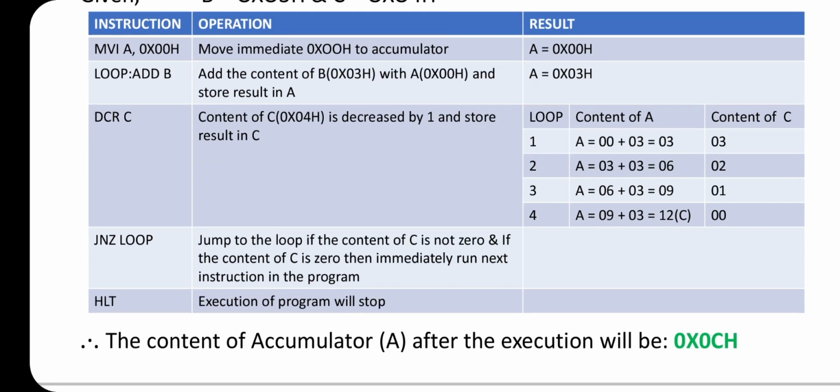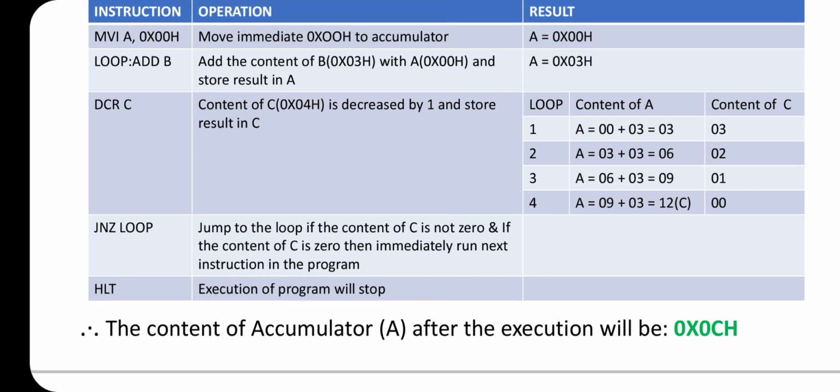It means jump to the loop if the content of C is not 0, and if the content of C is 0, then immediately run the next instruction in the program. Here C is 0x04H, so the loop repeats itself 4 times. After that, the content of C becomes 0 and the program will stop by the instruction HLT.